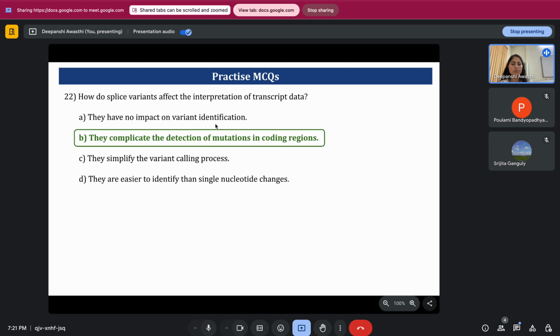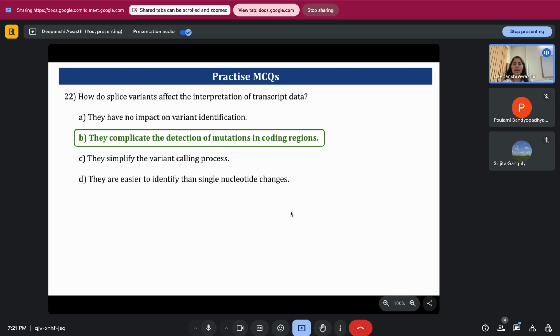First option was they have no impact on variant identification. This was not true, because they complicate our analysis. They simplify the variant calling process? Not at all. They are easier to identify than single nucleotide changes? Not at all. They are not that easy to identify, they are difficult to identify. That's why identification of splice variants itself is a challenge.